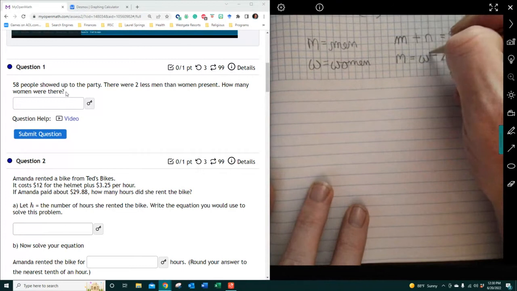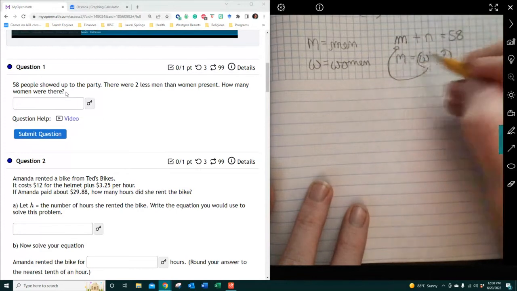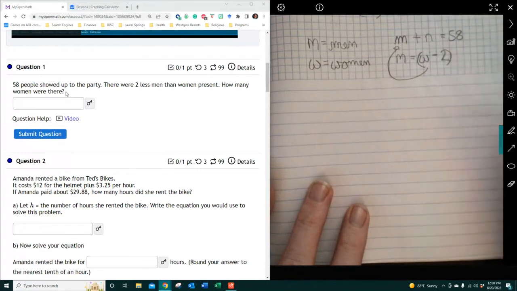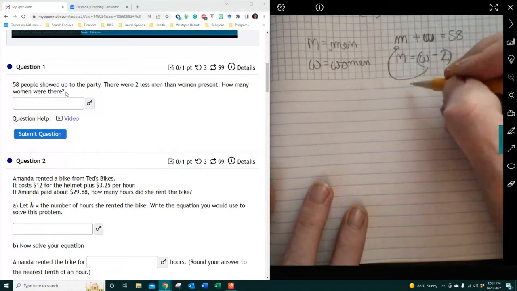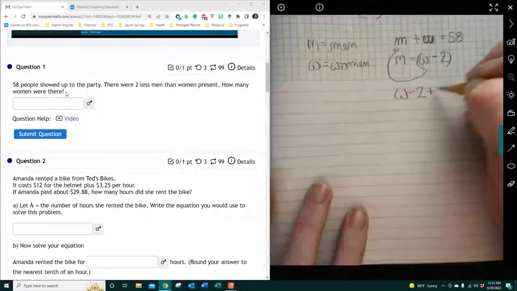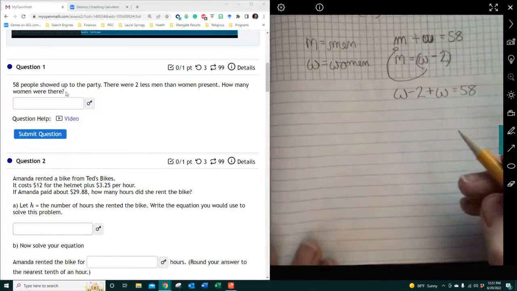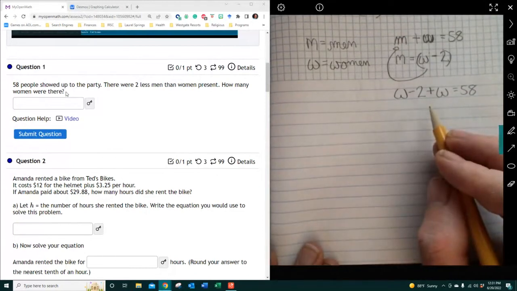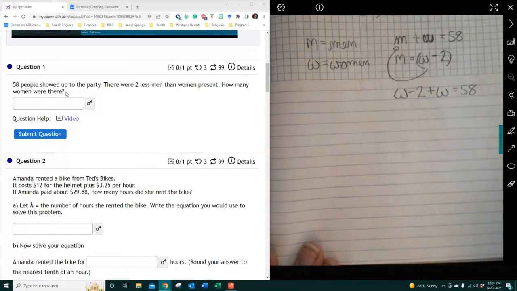Now we can go into this and replace the M right here with the value of W minus 2. By the way, I wrote an N here because I always do M and N, but it's W because it's women. I apologize if I confused you. So we replace M with W minus 2, plus W equals 58. That allows us to solve for women, because the question asks how many women there were. So we solve for W.